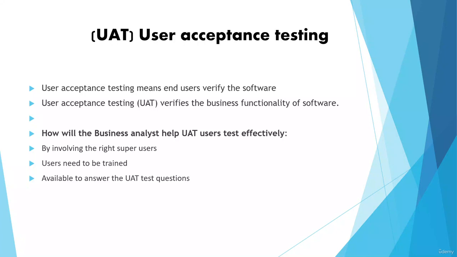Providing them with enough test data for testing, in addition to creating data, will be very crucial for effective testing. Also help the testers understand when to mark test cases passed or failed. During testing, make sure someone from the project team is available to answer the UAT test questions.